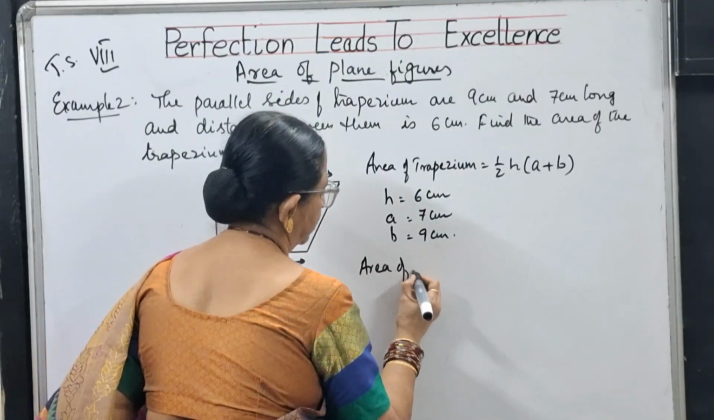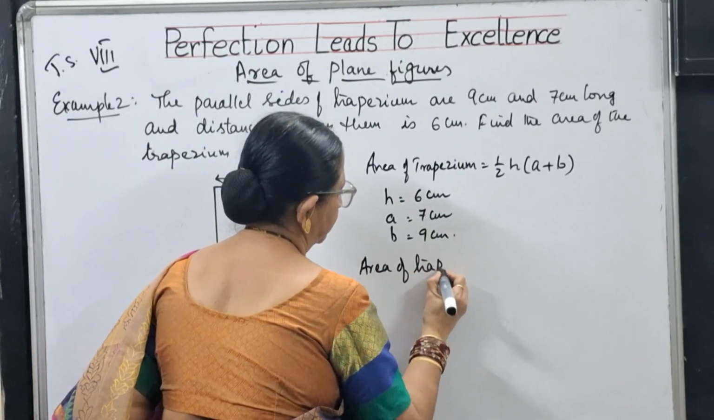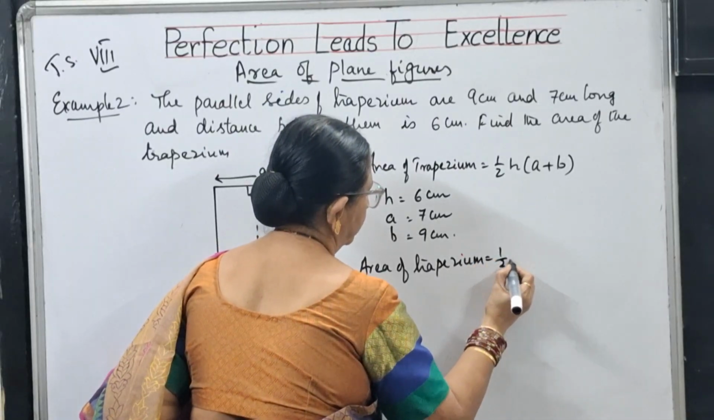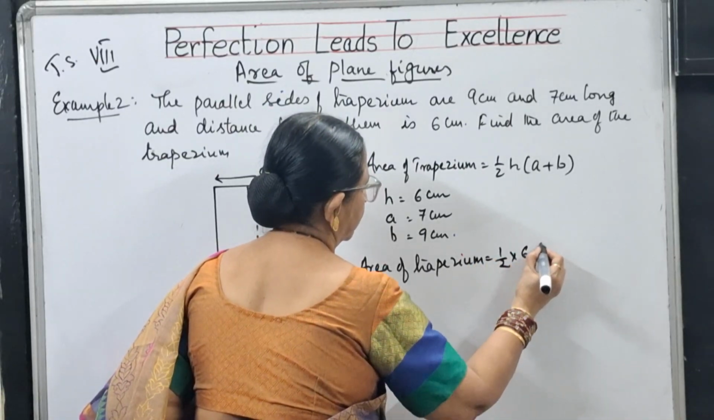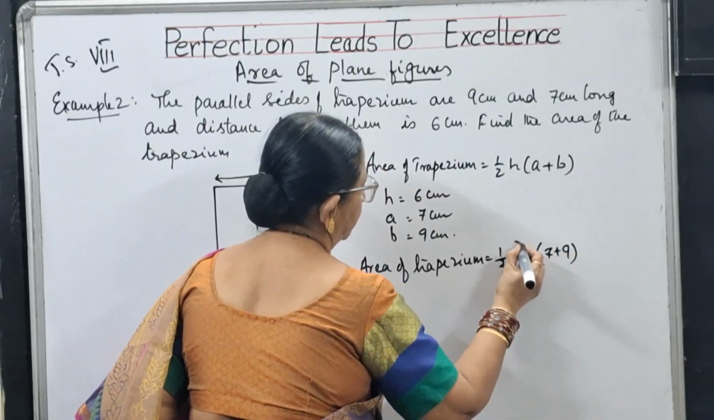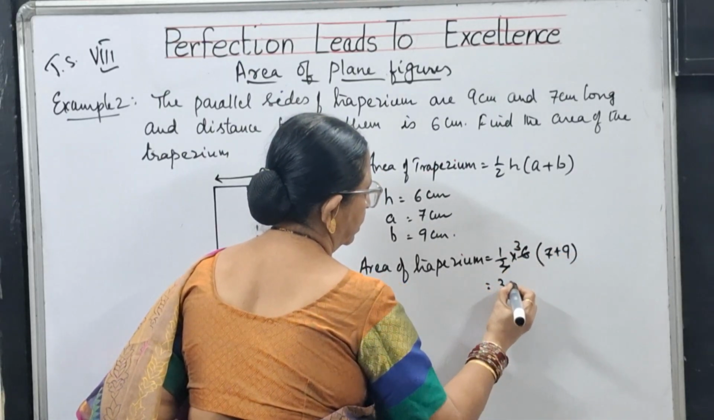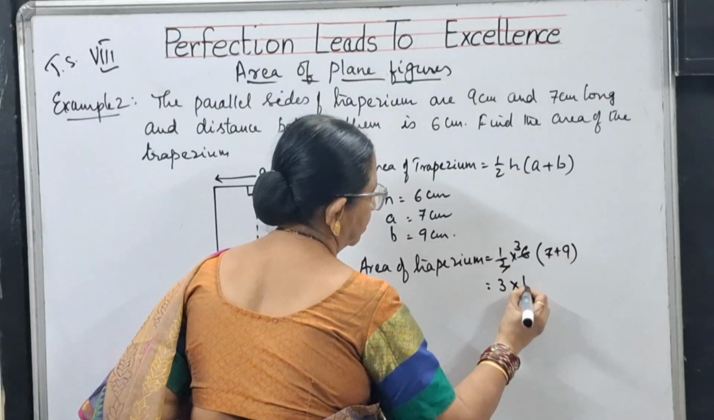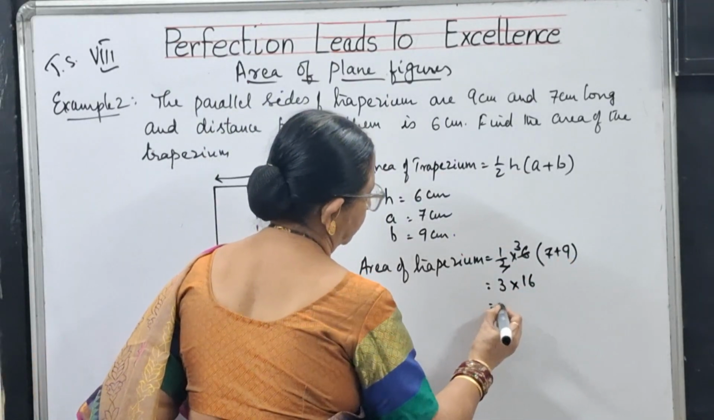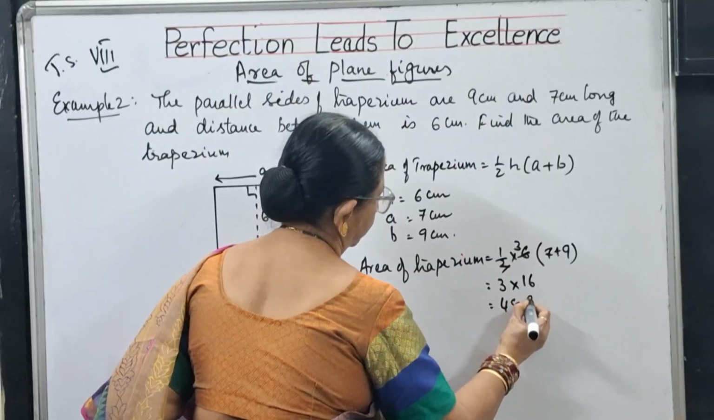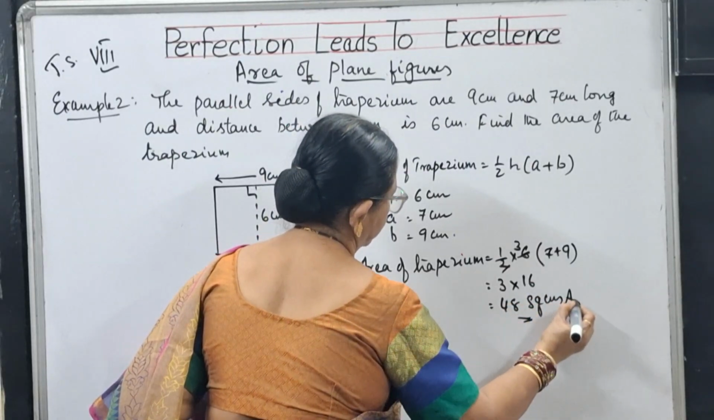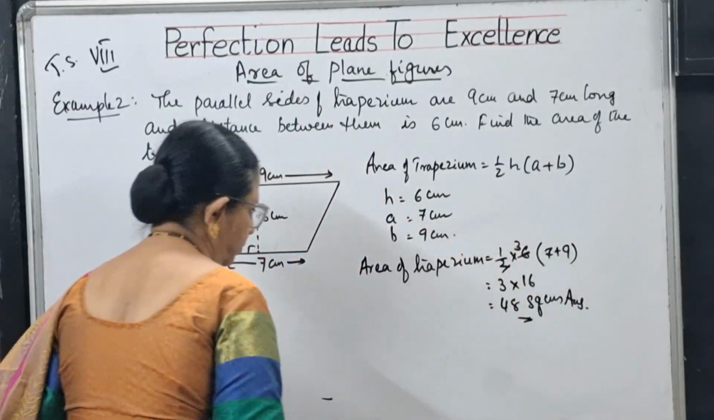So area of trapezium is equal to half into h, 6, into 7 plus 9. 2 ones are 2, 2 threes are 6. So 3 into 16, 16 threes are 48. 48 square centimeters is the answer for this problem, children.